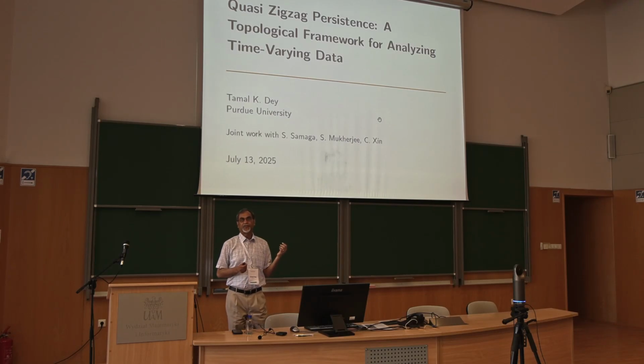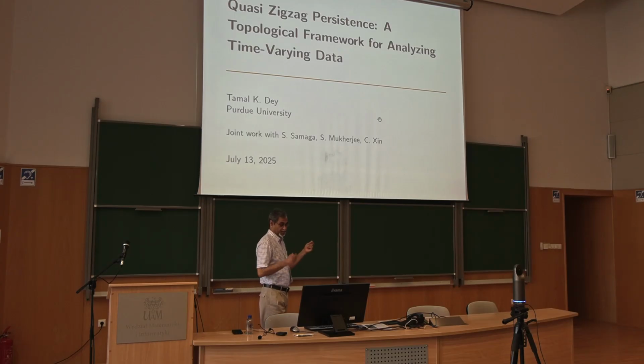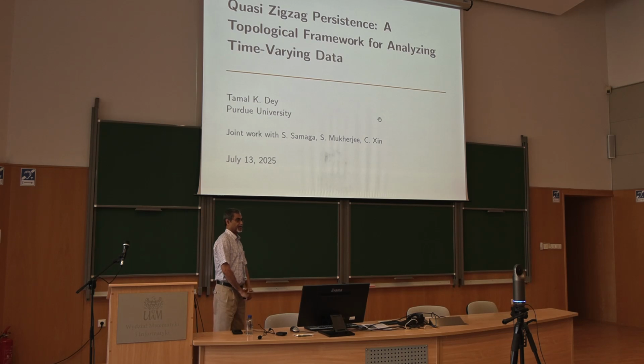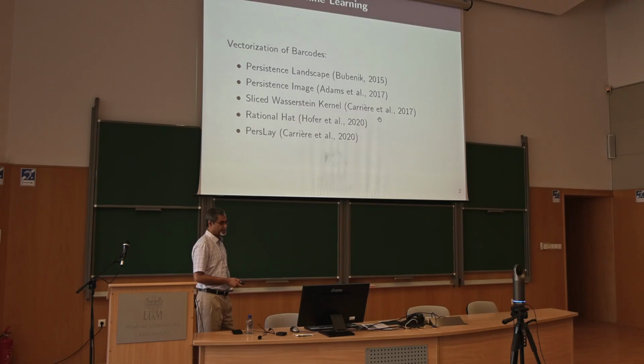I have been working on zigzag quite a bit the last few years, and suddenly we found that zigzag and multiparameter together become quite useful for analyzing time varying data, and that's what I'm going to talk about. But before coming to quasi zigzag persistence, I'll first introduce you to GREEN. I don't have to say much about this to this audience, so let me skip this.